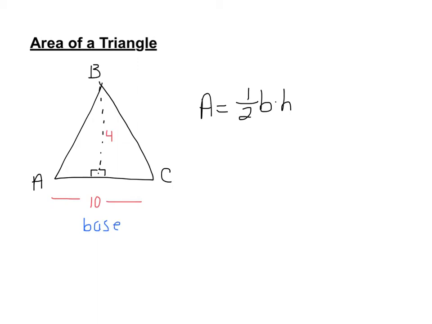base times height. Now this here can't be a height because height has to be measured from top to bottom, something that's perpendicular to the base. So again, the area would be 1/2 times 10 times 4. If you put that into the calculator, you would get 20.